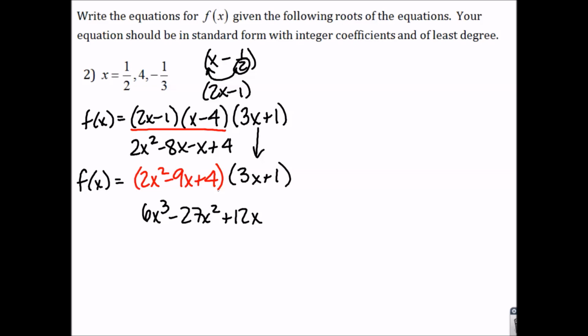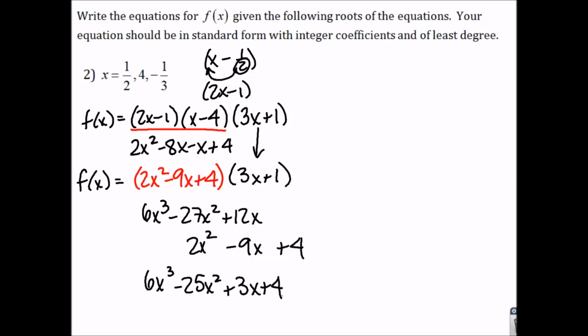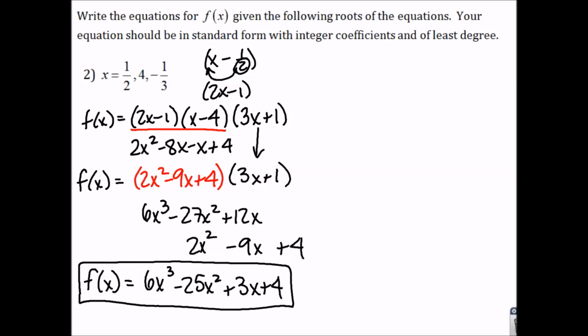Then I need to multiply all the terms by 1. So that gives me 2x squared minus 9x plus 4. When I combine my like terms, I end up with 6x cubed minus 25x squared plus 3x plus 4. And again, you can always check that on your calculator to make sure that it works out.